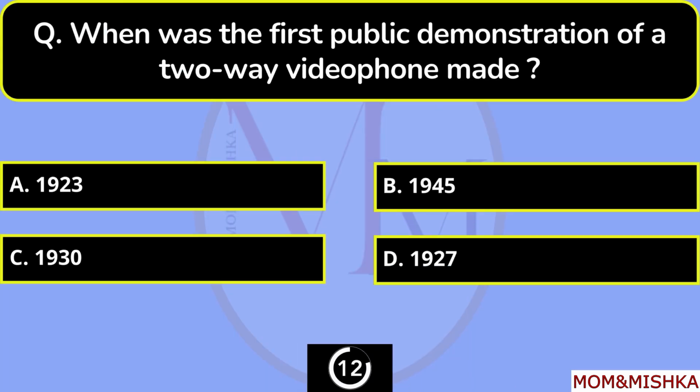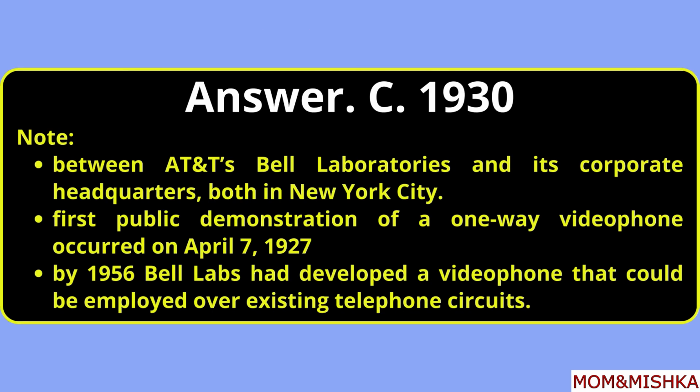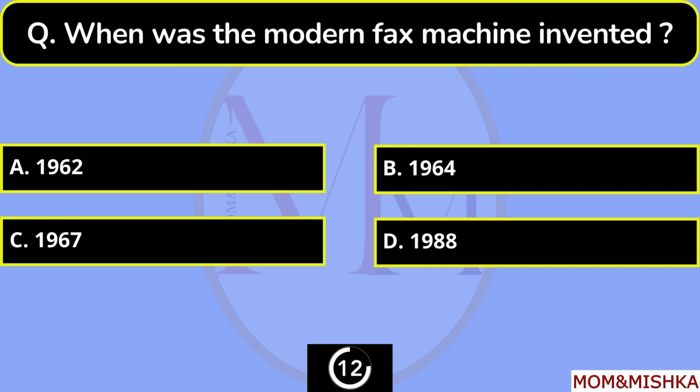When was the first public demonstration of a two-way video phone made? In year 1930, option C. It was made between AT&T's Bell Laboratories and its corporate headquarters, both in New York City. The first public demonstration of a one-way videophone occurred on 7th April 1927, and by 1956, Bell Labs had developed a videophone that could be employed over existing telephone circuits.